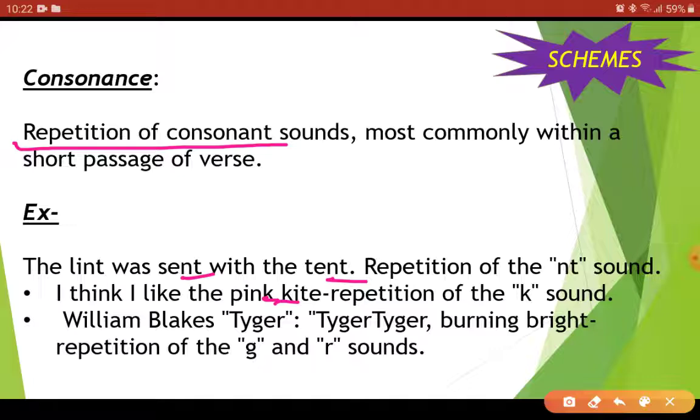William Blake's "Tiger, tiger, burning bright": repetition of the G and R sound in these few words. You can see G and R are again repeating, and G and R are consonants, so we will call this consonance. Please note down all these differences too.